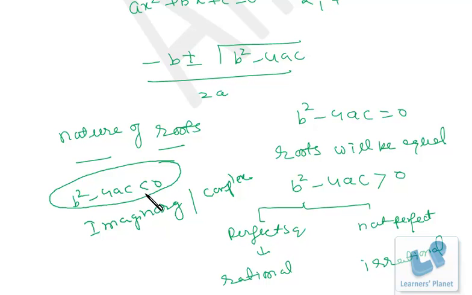So objective based questions can be framed very easily on all these concepts, right? So you need to be clear: if b square minus 4ac is 0, roots will be real and equal. If b square minus 4ac is greater than 0, then roots will be real definitely, rational or irrational, that's a different thing. If b square minus 4ac is less than 0, the roots will be imaginary. So the three things should be very much clear in your mind.